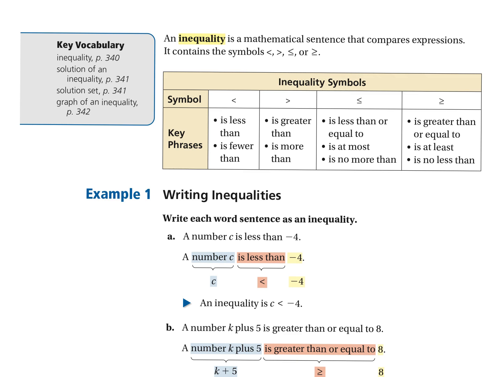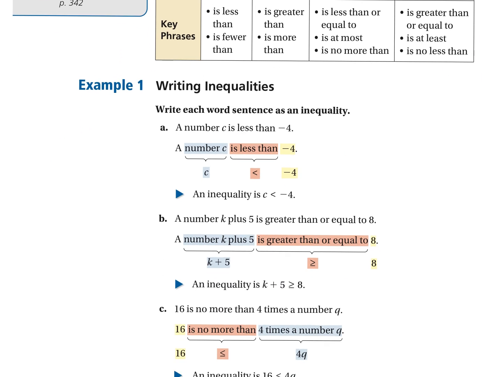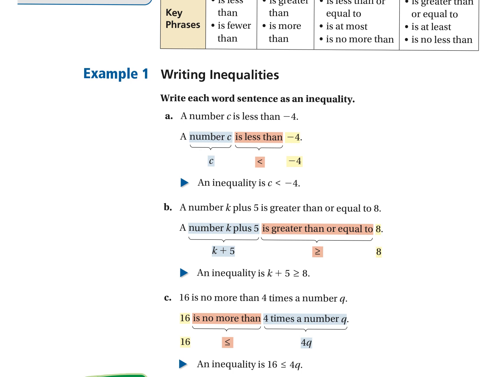So we're going to go down and look at example 1. It says that we need to write each word sentence as an inequality. So, a number C is less than -4. We're pulling back in those negatives and positives that we worked with a while back. And we're also practicing writing an expression using an inequality symbol. We've already practiced writing expressions, and we've practiced writing equations from word form into algebraic form.